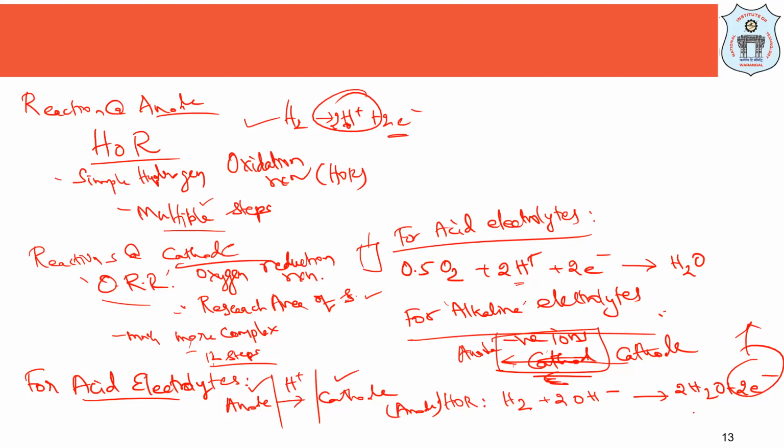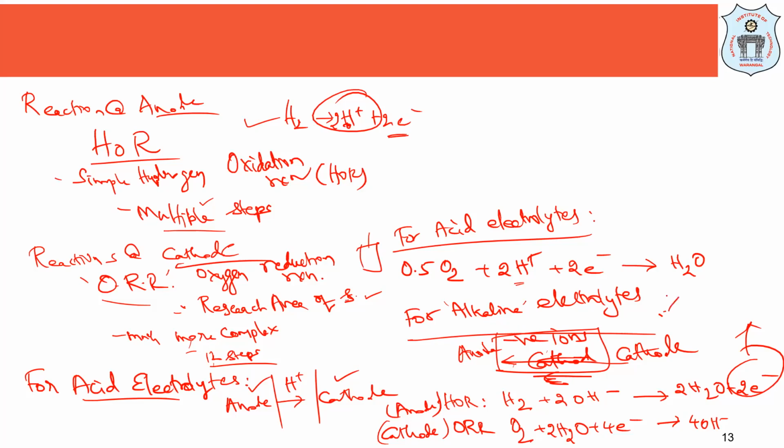Therefore the reaction taking place is water is formed on the anode side for alkaline electrolytes. So what is the reaction taking place at the cathode side? Again, it is the ORR reaction only. It takes place as O2 plus 2H2O plus 4 electrons forming 4 OH minus ions, which then move across the electrolyte.